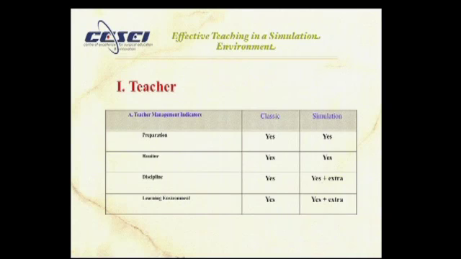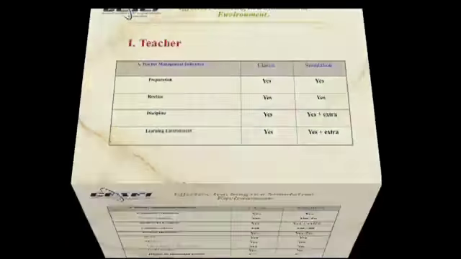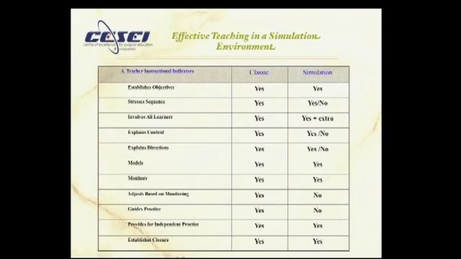And also the learning environment. For a lecture, you need slides, chalk, and a blackboard or a whiteboard. But for simulation, you need a lot of materials, like IVs, defibrillators, instruments, and so on and so forth. So we have to make sure that we have all those things for simulation. These other indicators are very important to think of.